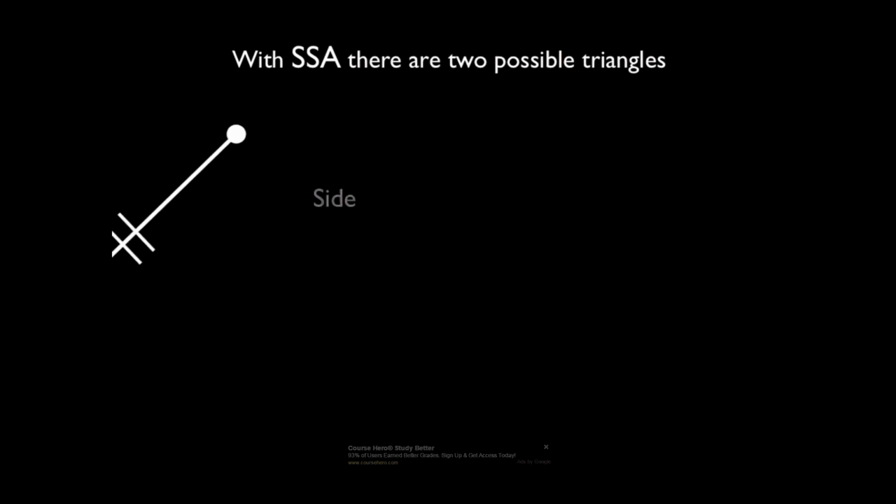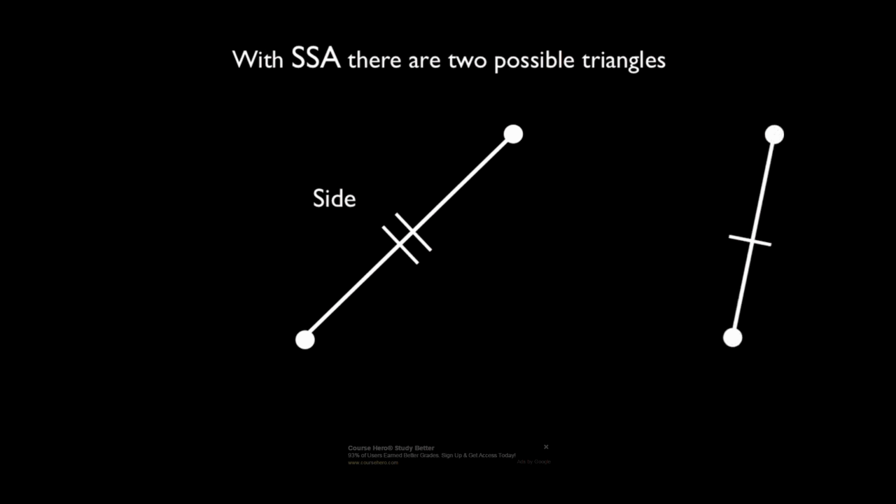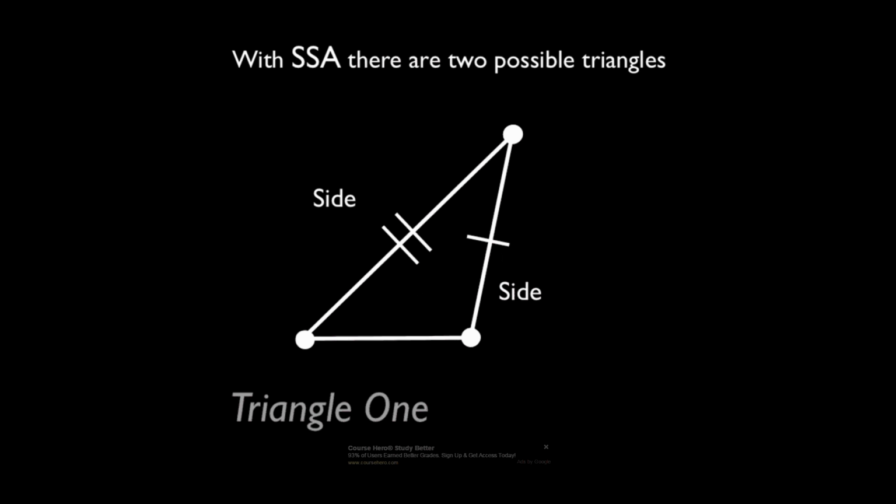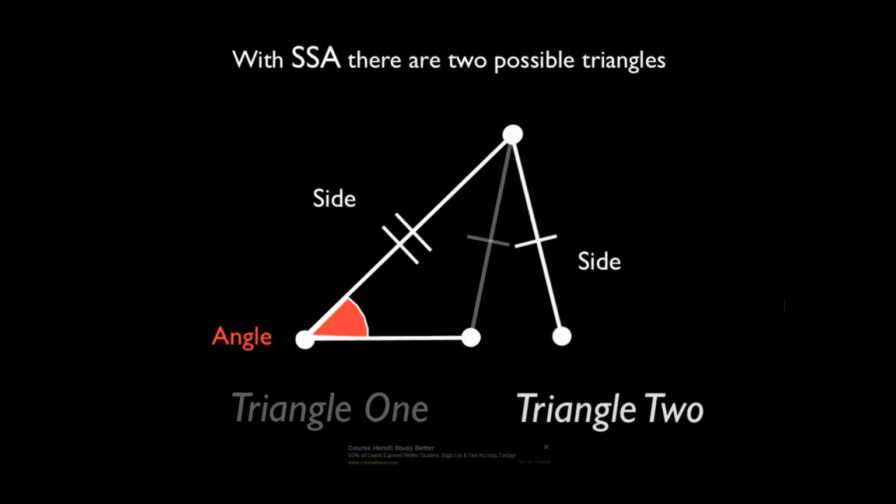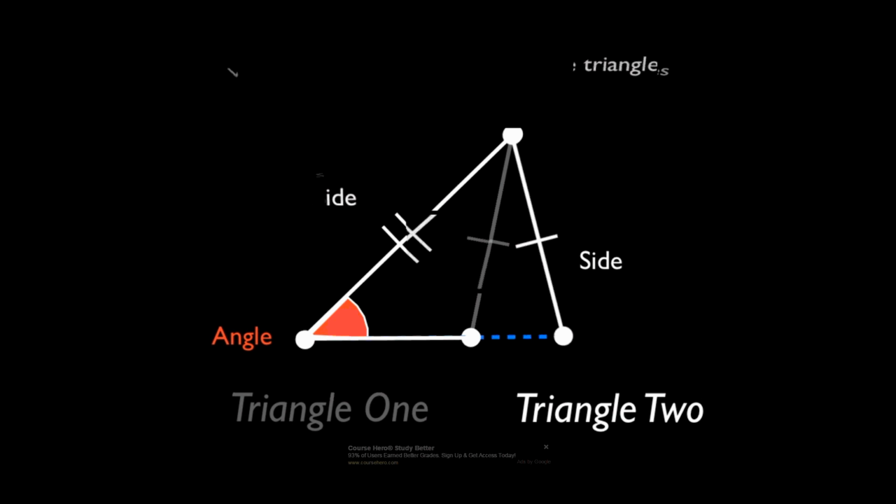So side-side-angle is traditionally called the ambiguous case. There's one triangle, and you can have another overlapping triangle. Both of them qualify as side-side-angle, but notice they are not congruent. So side-side-angle is called the ambiguous case. It does not work.